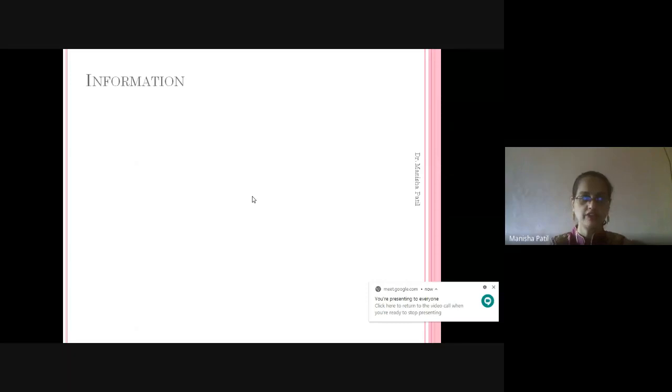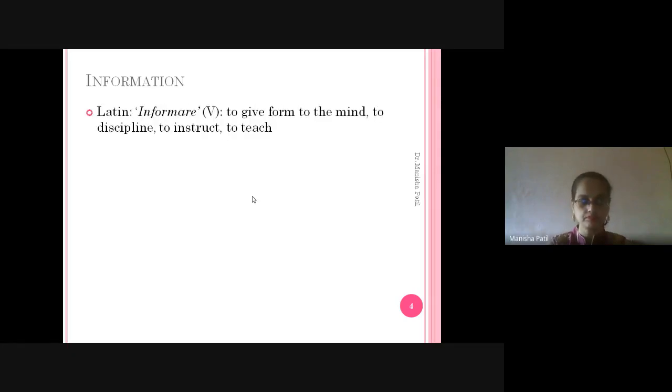So now we will see each objective one by one. The first one is information. The word information comes from the Latin word informare, which is a verb. It means to give form to the mind, to discipline, to instruct, to teach.